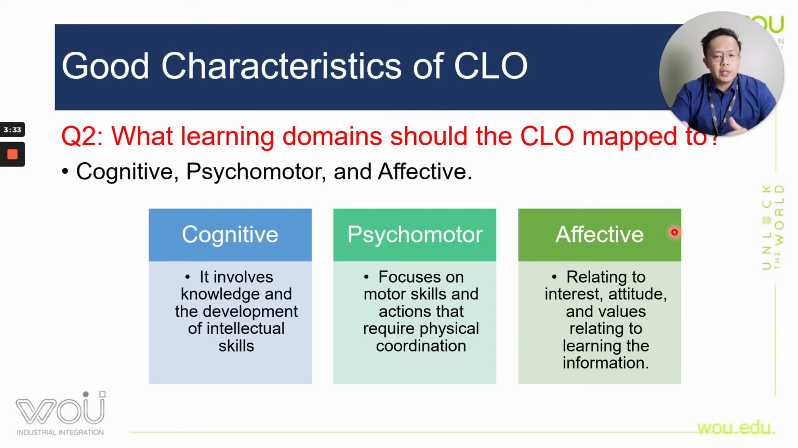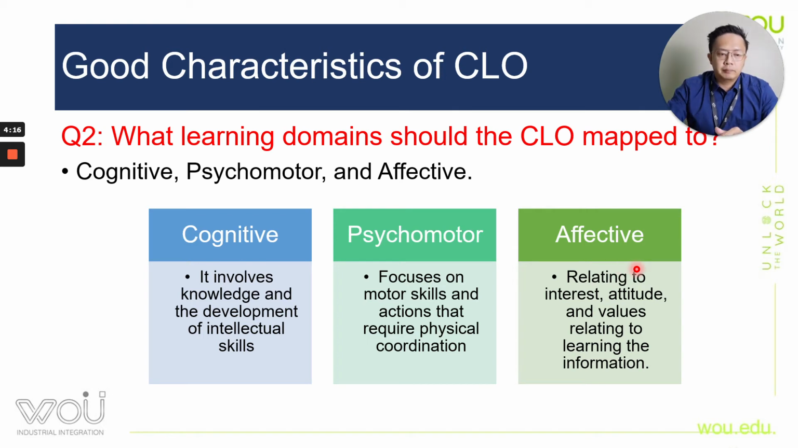Then the second question that you need to think about is, for each of the CLOs that you are trying to map, what learning domain should it map to? Basically, we have 3 types of learning domain. Cognitive, which involves knowledge and intellectual skills development. Psychomotor, where you focus on motor skills that require physical coordination. Or affective, where you relate it to interest, development of attitudes and values in the learning of the information. So each learning outcome can be mapped to any of these learning domains, whether cognitive, psychomotor, or affective.